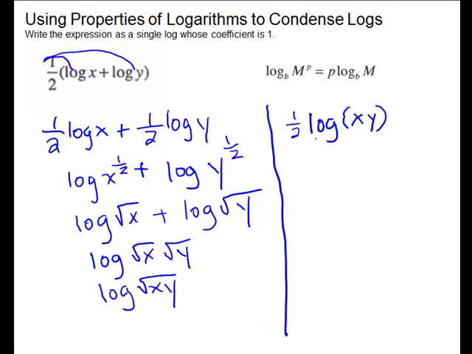And now it is a single log, so you could put the half back up to the whole parentheses. And then it would be the square root of xy.